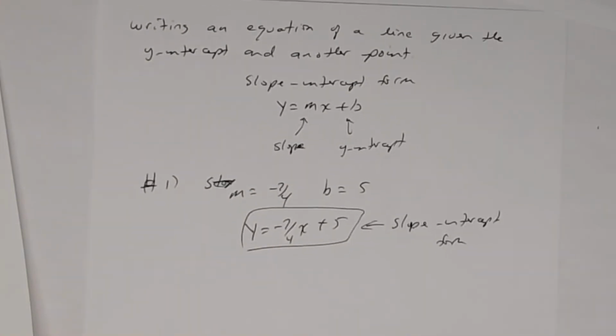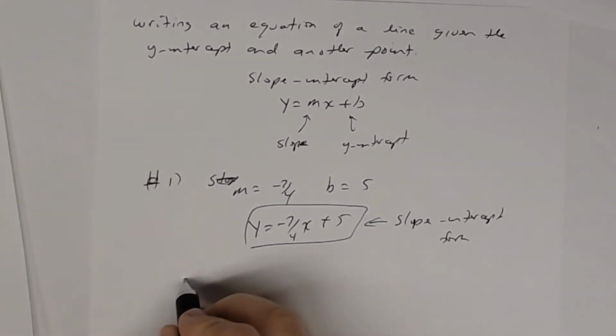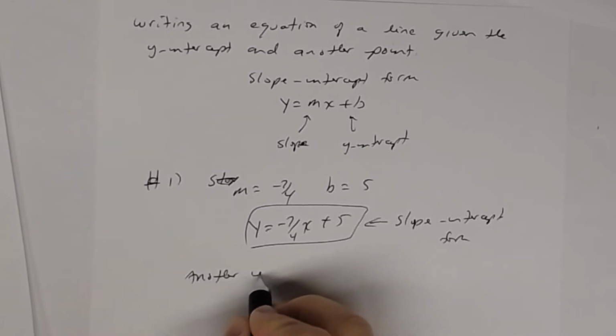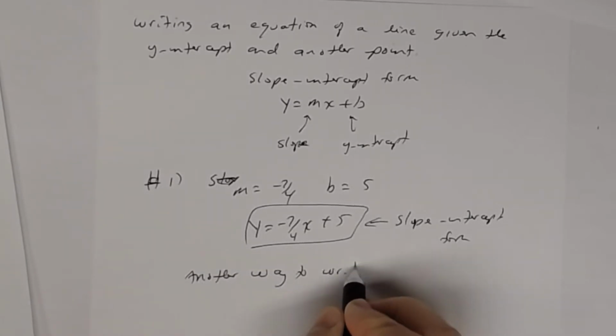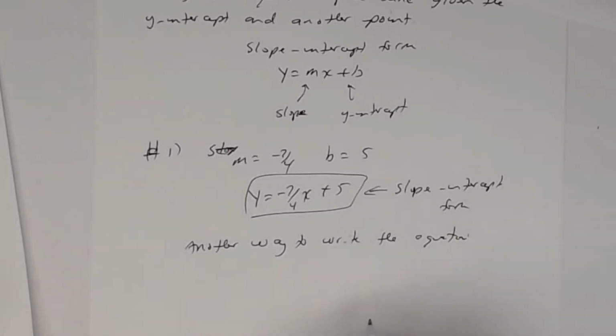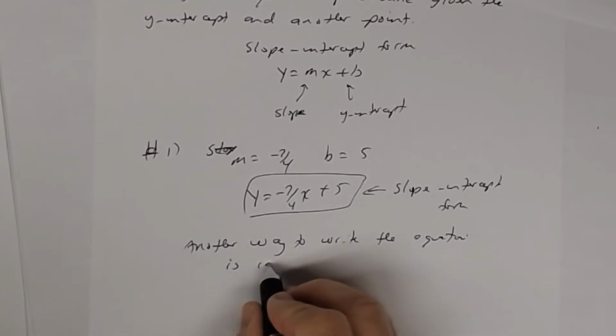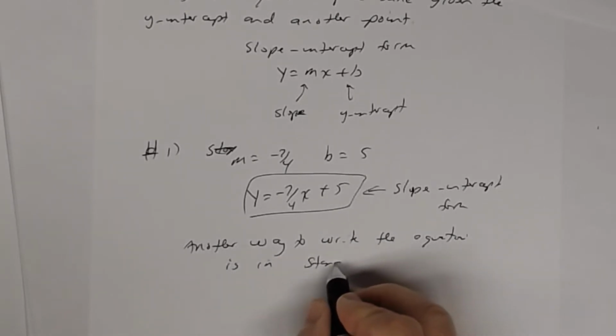All right, now, listen carefully to this. So there is another way you can write this equation, though. And we really haven't talked about this other way before. So listen carefully to what I'm about to tell you. Another way to write the equation, and when you get to college algebra, you're going to see this again. Another way to write the equation is in standard form.